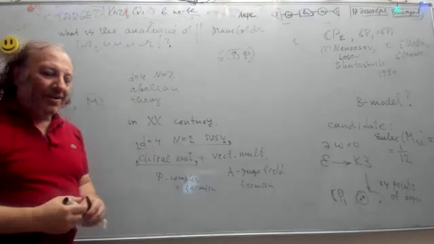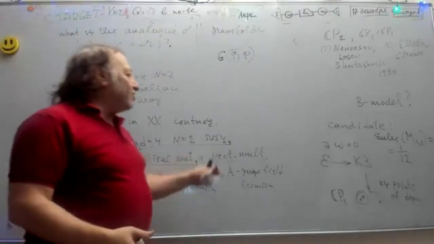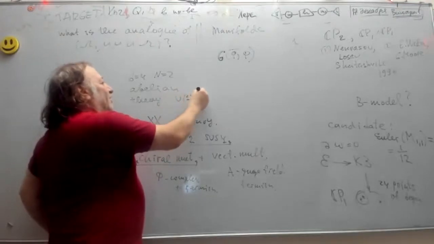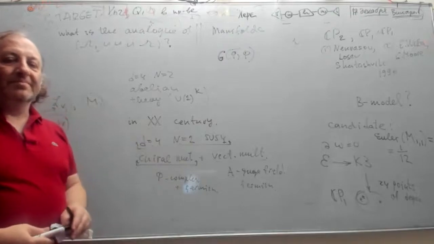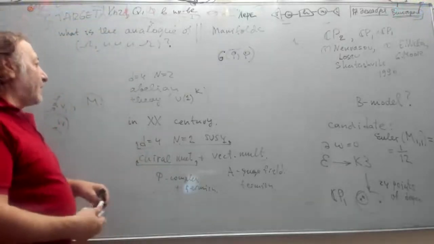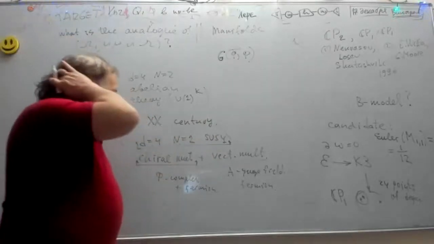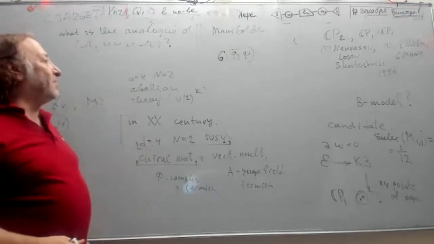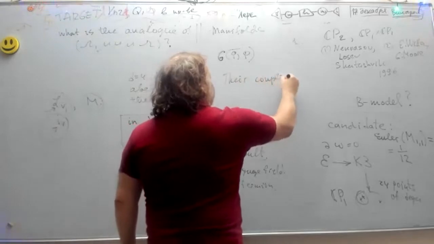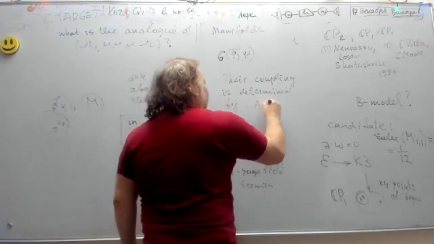Now the interesting question would be: how do scalars couple to each other and to the gauge field in the D=4, N=2 abelian theory, suppose you have U(1) to the power of rank K? So how do scalars couple? And you see, the answer is that they are coupling in a very special way. Actually, their coupling is determined by an algebraic integrable system.